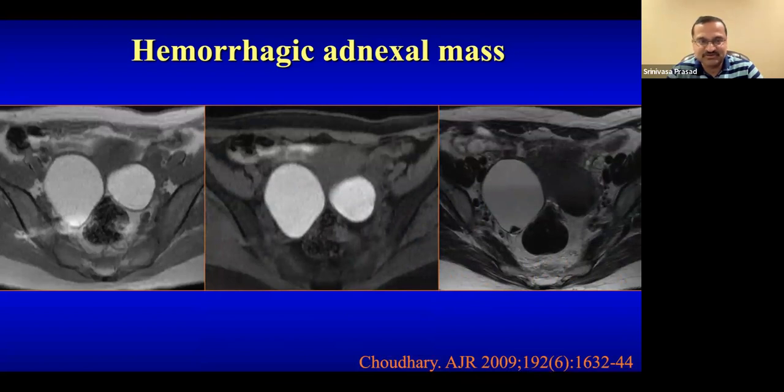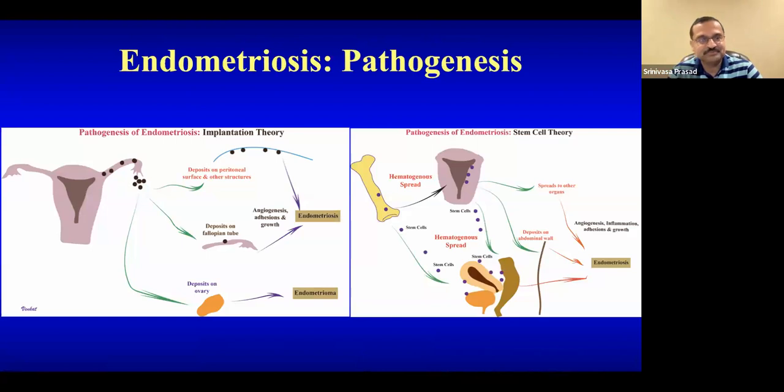MRI is an elegant modality for the diagnosis of endometriosis. On non-fat saturated and fat saturated images, they maintain the same high signal intensity. And on this side, there is diffuse low T2 signal intensity, referred to as T2 shading because of the varying components of blood breakdown products within endometriomas. There are two classic theories. One is the so-called retrograde menstruation theory of Sampson that he proposed way back in 1927.